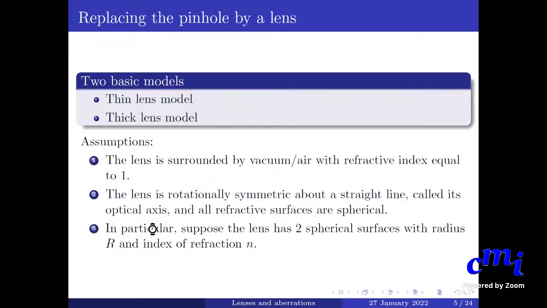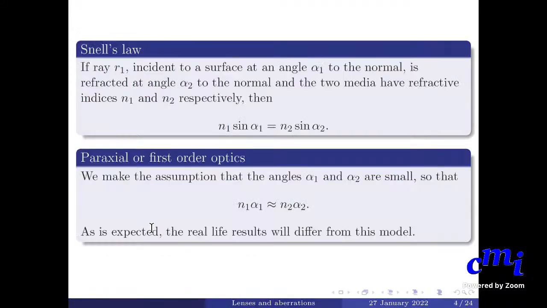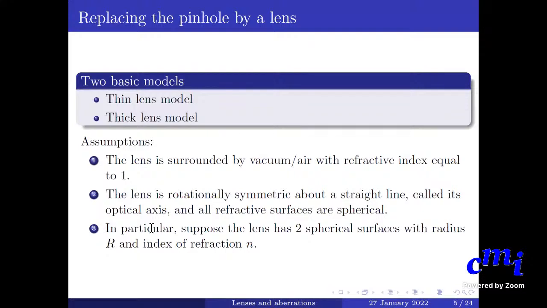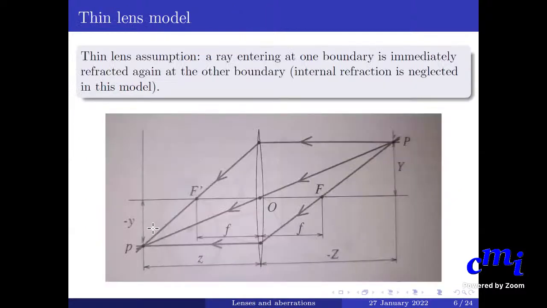Now, in geometric optics, this is what we will assume. We don't need to go too much into depth with that. There are two basic models when one talks about lenses: the thin lens model and the thick lens model. In the thin lens model, this is very close to the ideal thing. That means what you would get without a lens.